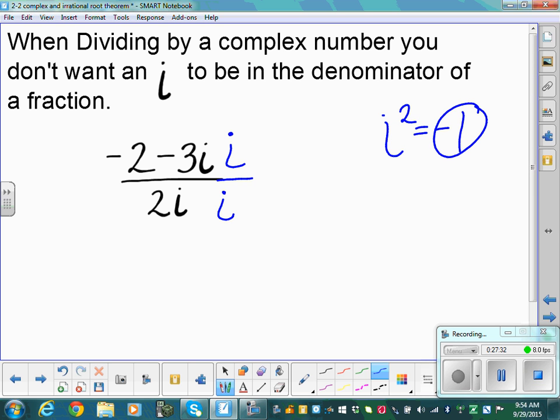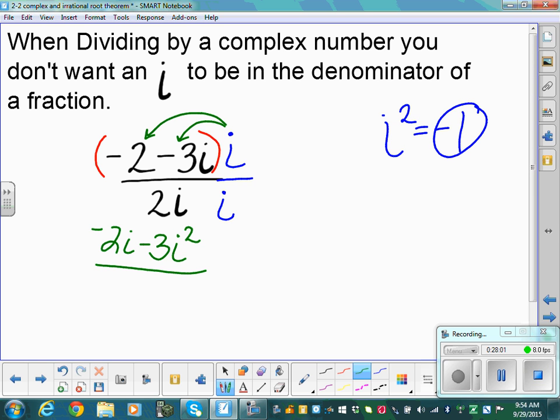So now on top, also keep in mind that i is being multiplied to the entire top. So you need to put it in parentheses. Questions on what I'm doing here? Let's distribute i through. i times negative 2 is negative 2i, right? i times negative 3i is negative 3i squared. Very good. And then that's over 2 times 2i times i, which is 2i squared. Now I'm going to fix all my i squareds to be negative 1.